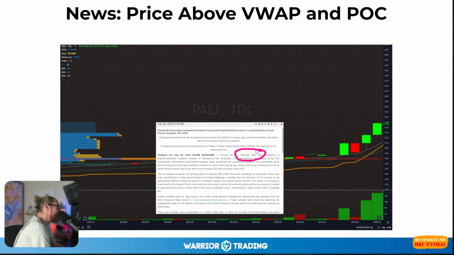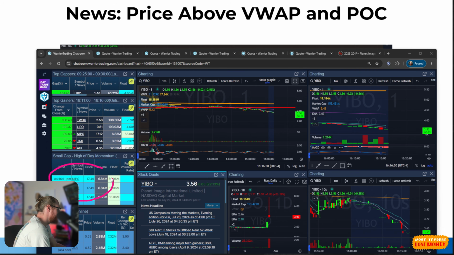But what I also know is that PALI doesn't always hold up. It gives us moves, it gives us volatility, but doesn't always hold those levels. So when it first hit my scanner, I'm thinking, all right, it's on my high day momentum scanner. So that's the scanner right in this area.